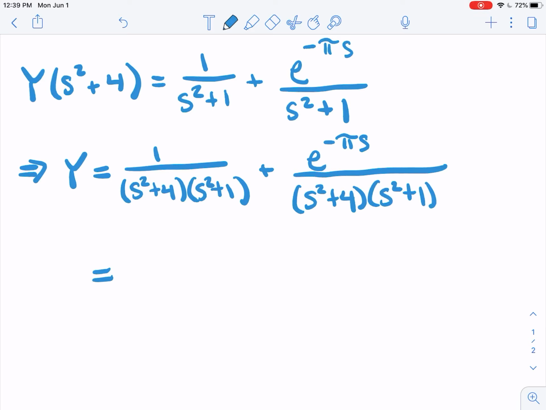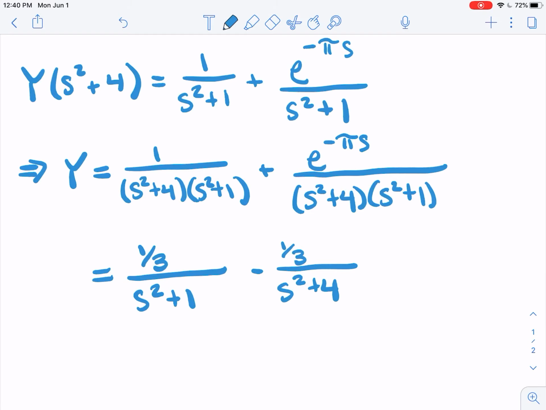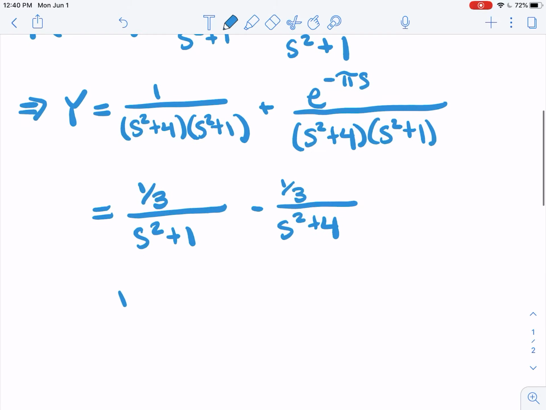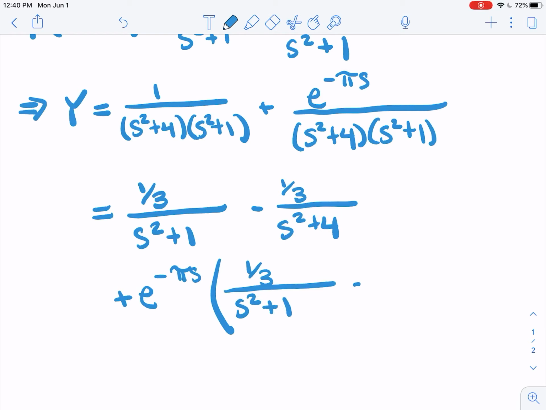This turns out to be 1/3 over s squared plus 1 minus 1/3 over s squared plus 4, plus e to the minus pi s times 1/3 over s squared plus 1 minus 1/3 over s squared plus 4. Now this is mostly ready for us to invert it off of the table.